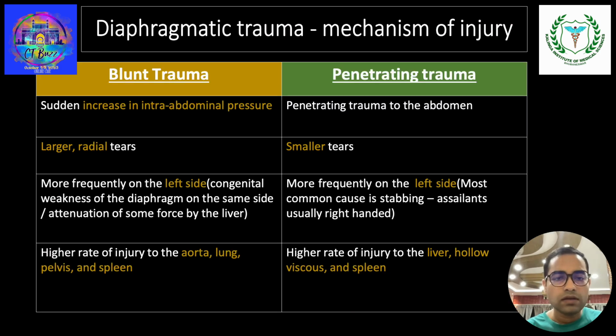In diaphragmatic trauma, mechanism of injury: there could be blunt trauma or penetrating trauma. Blunt trauma occurs due to sudden increase in the intra-abdominal pressure. It causes larger and radial tears that occur more frequently on the left side due to congenital weakness of the diaphragm on the same side and attenuation of some force by the liver. Higher rate of injury to the aorta, lung, pelvis and spleen. Whereas penetrating trauma causes smaller tears, more frequently on the left side. Most common cause is stabbing on the left side because assailants are usually right-handed. Then higher rate of injury to other organs like liver, hollow viscus and spleen.